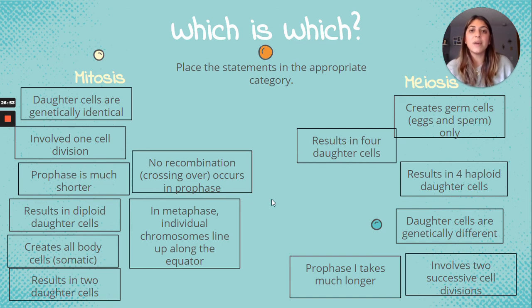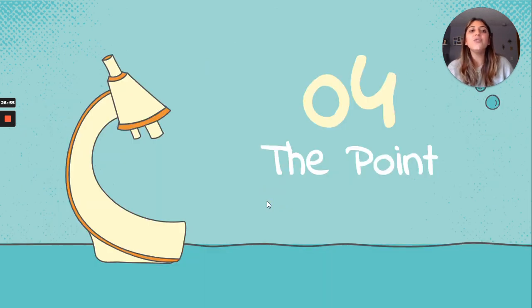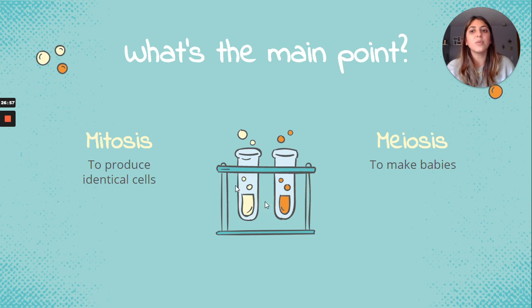And so the best way to try to remember this is if you remember the point. When you get down to it, mitosis is to create identical cells, and meiosis is for making babies. If you remember it that way, those are often the best ways that it's going to help you think back to how each thing relates to one another.